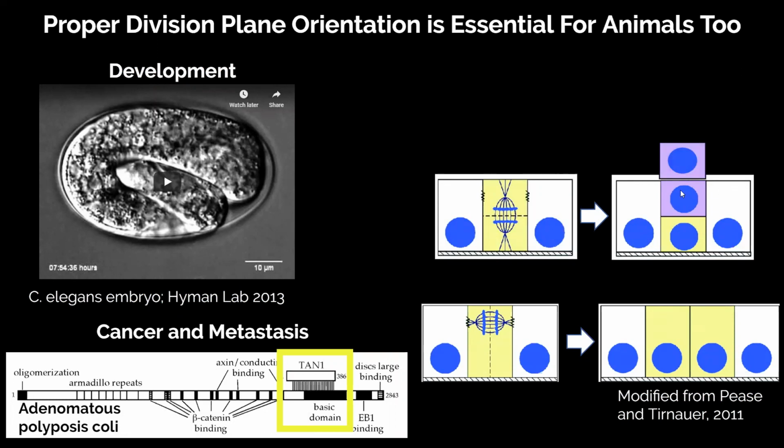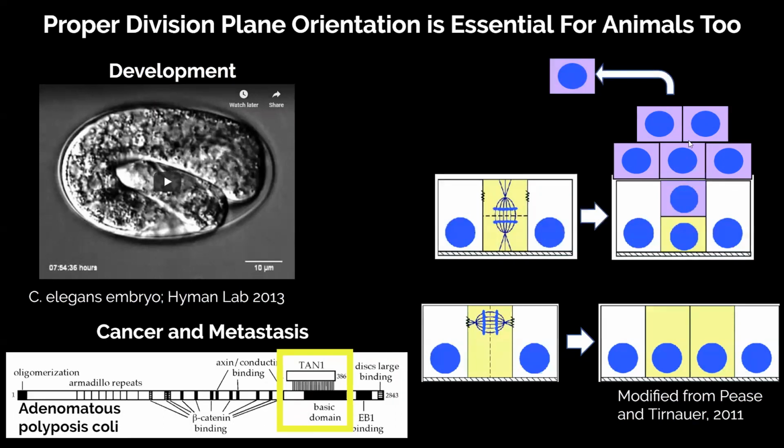You can imagine if that gets misregulated and you have cells dividing out of the regular plane of the tissue, this could lead to the formation of tumors. And if you take that even a step further and you divide out of the tumor, improper division plane orientation can contribute to metastasis, this process where cancerous cells can leave the tumor and spread to other parts of the body.